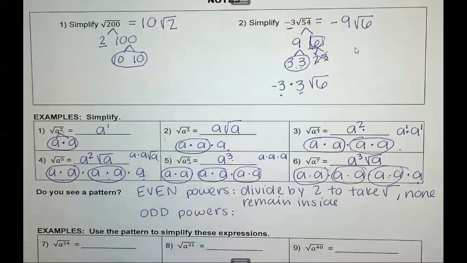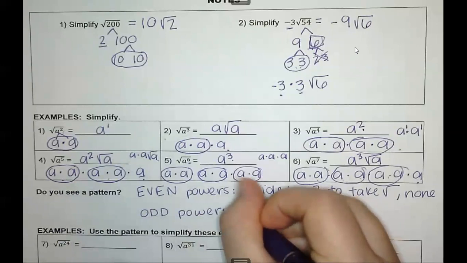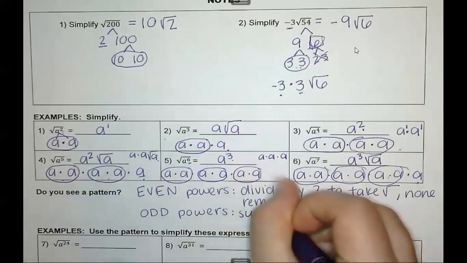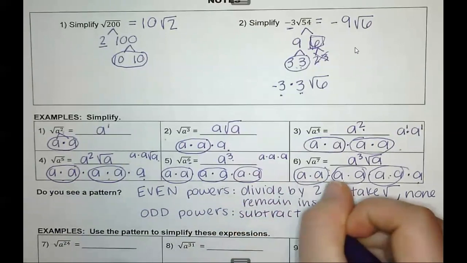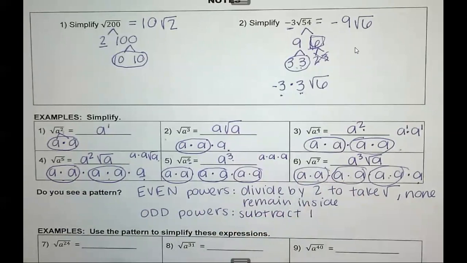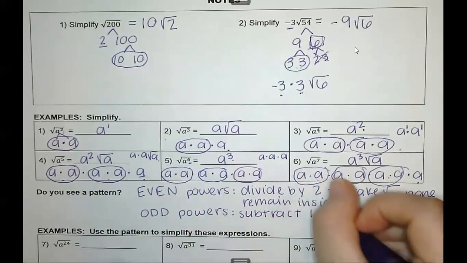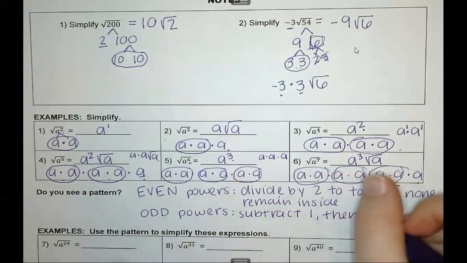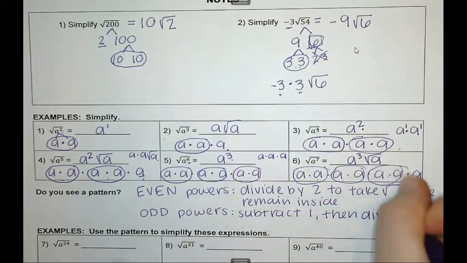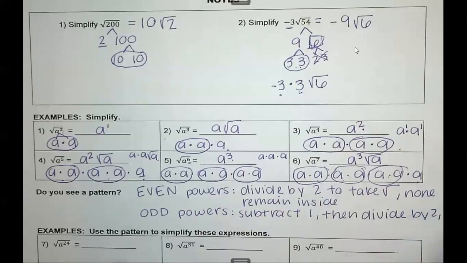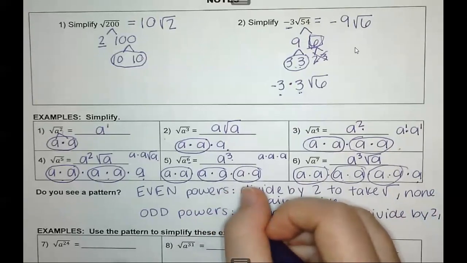So what we can do here is subtract 1 from the power, then divide by 2, and you will have 1 remain inside.